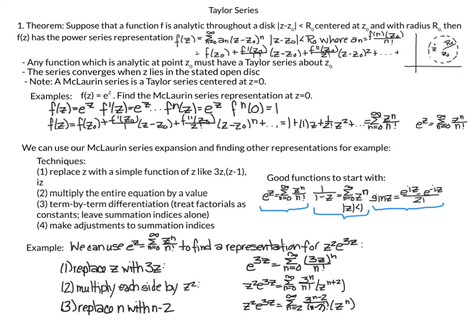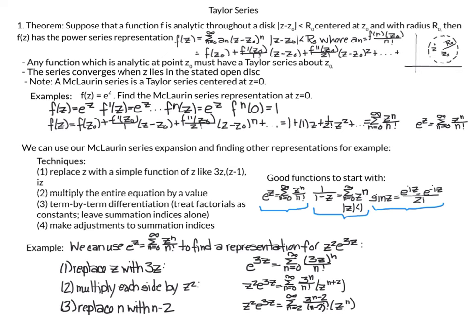So the first step is, if I compare these two, here my e exponent is 3z, not just z, but I can replace z with a simple function of z like 3z, so I do that. Replacing these z's with 3z, I get e to the 3z equals the sum from n equals 0 to infinity of (3z) to the n over n factorial. Now I look at this and compare it, and I need to multiply by z squared, and I can do that too, multiply the entire equation by a value.